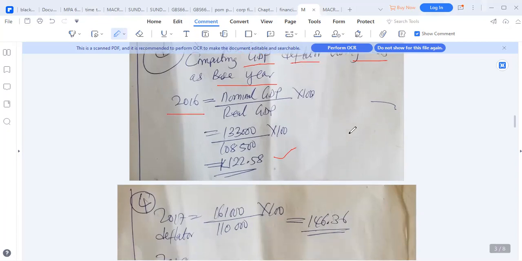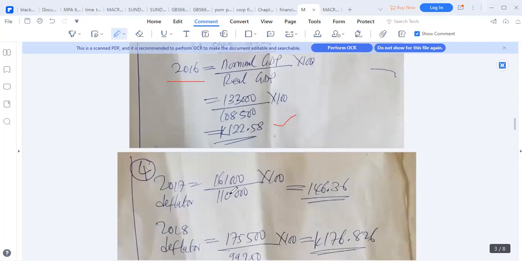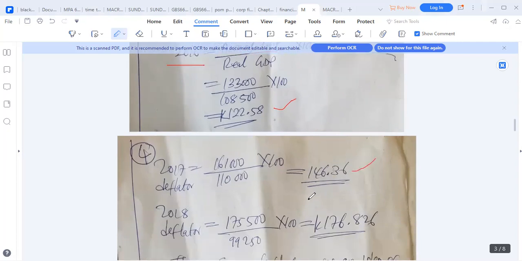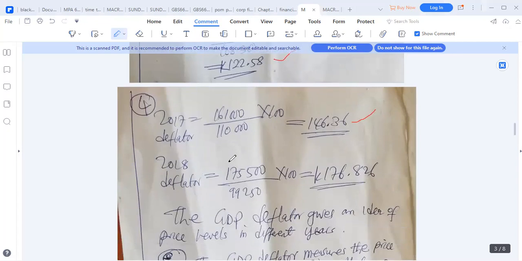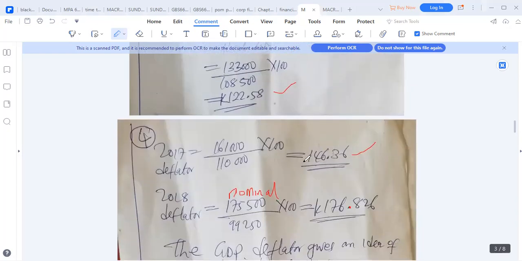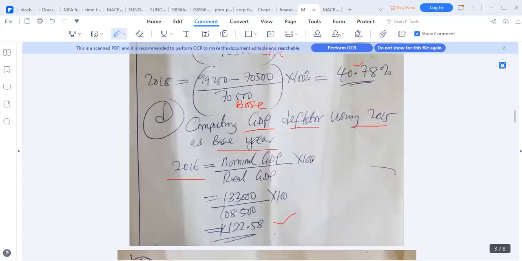And then getting down to 2017, the deflator is the nominal gross domestic product over the real gross domestic product, which is giving us 146.36. That of 2018, we are getting this as nominal, then over the real, which is 99,250, giving 176.826. This is just about how we get the gross domestic product deflator. We are using the base year as that of 2015.